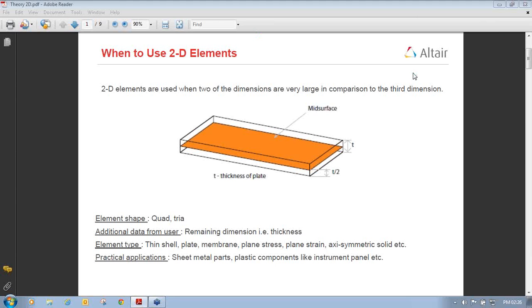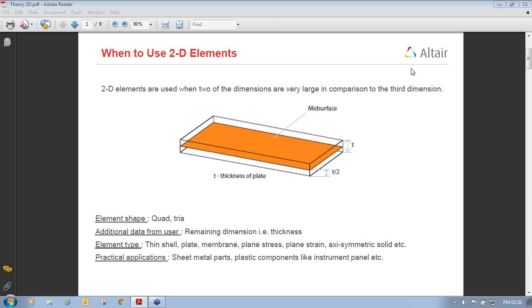Today in this video, I am going to show a basic theory of 2D elements. In today's video, I am going to discuss when to use 2D elements, different types of 2D elements available in HyperWorks. Then we will see how not to mesh, what are the industrial standards on how not to mesh. Then the quality checks, different quality checks available in 2D elements that we have to perform before going for the analysis. So we will start this with when to use 2D elements.